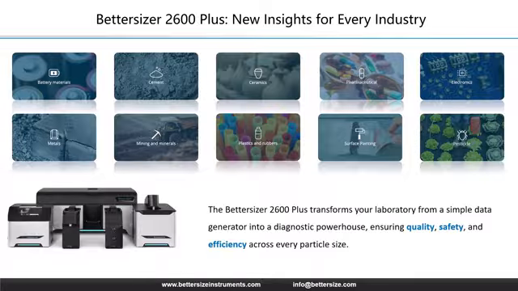We end here not with a list of features, but with the new insights the BetterSizer 2600 Plus brings to your industry. We are moving beyond simple particle size to process intelligence. In batteries, we move from measuring average size to ensuring safety. By detecting a single large agglomerate that causes a short circuit, we protect the battery's integrity.